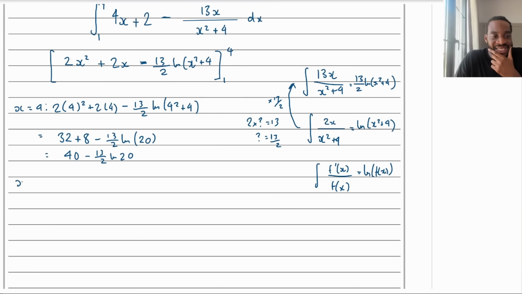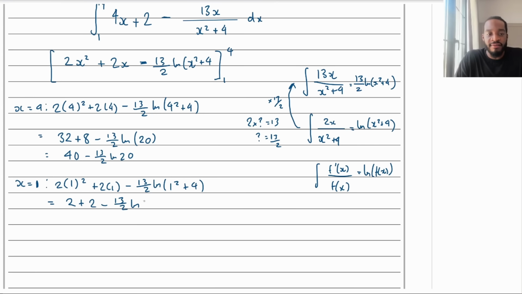Now the lower limit is x equals 1. Okay? So x equals 1 is going to be 2 lots of 1 squared plus 2 lots of 1 minus 13 over 2 ln of 1 squared plus 4, isn't it? So 1 squared plus 4. What is that going to be? 1 squared is 1 times 2, that's 2, plus 2 minus 13 over 2 ln of 1 squared is 1, 1 plus 4 is 5. So that'll be a 5 right there. And then we can say that this is going to be 2 plus 2 is 4. 4 minus 13 over 2 ln of 5.